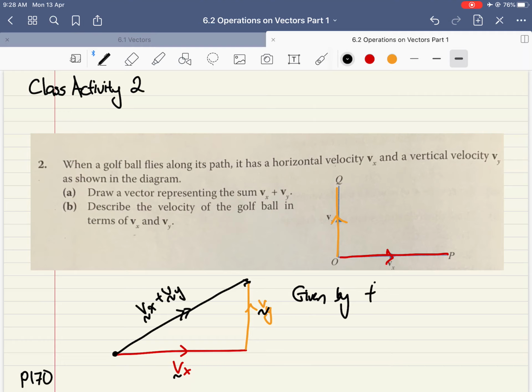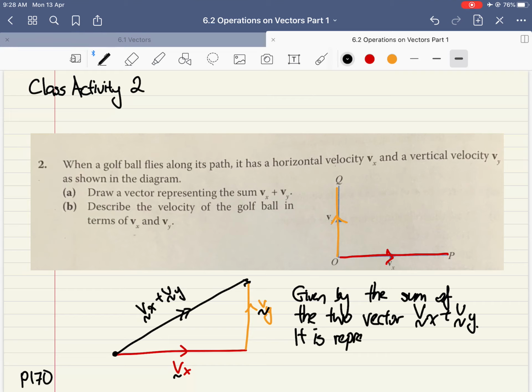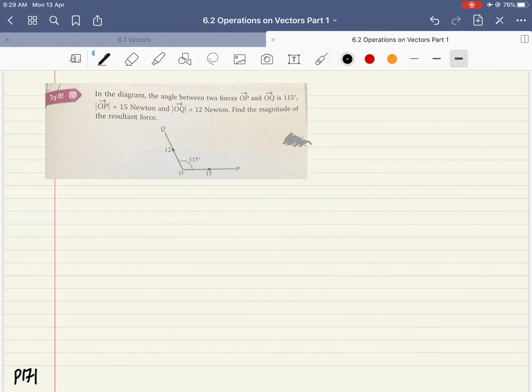Now, if we want to describe the velocity of the golf ball, the velocity is given by the sum of the two vectors, Vx plus Vy. It is represented by the hypotenuse of the triangle shown. And that is that for class activity 2.